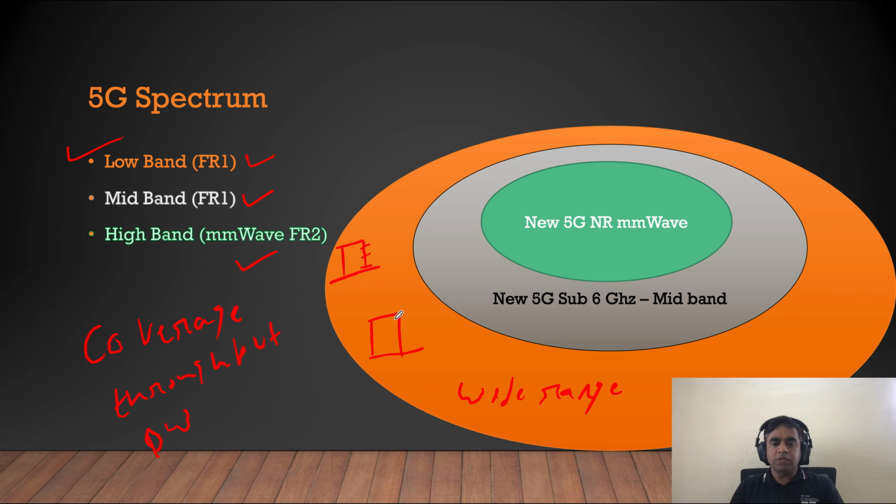Let's say there are multiple floors in the building, so it can even penetrate the walls or the rocks. So if you have a 5G deployment where you want to cover a larger distance where there are so many buildings coming, this low band comes really handy, as it has an ability to penetrate through the walls. So coverage wise, this low band is good. So we will give it a G. So this is good from a coverage perspective.